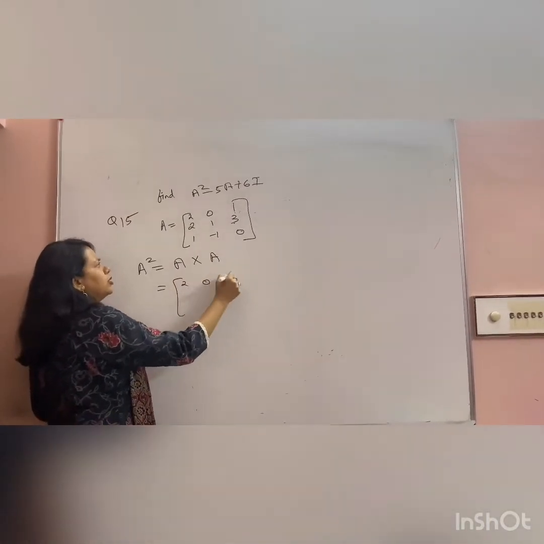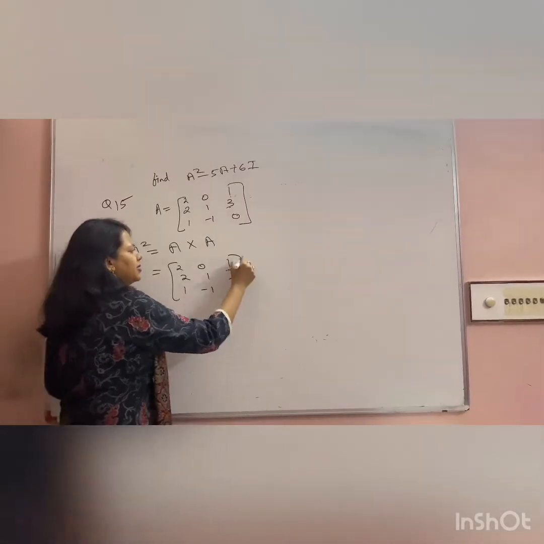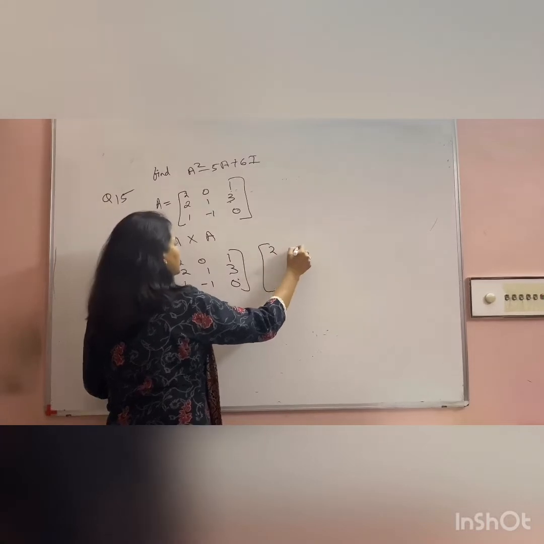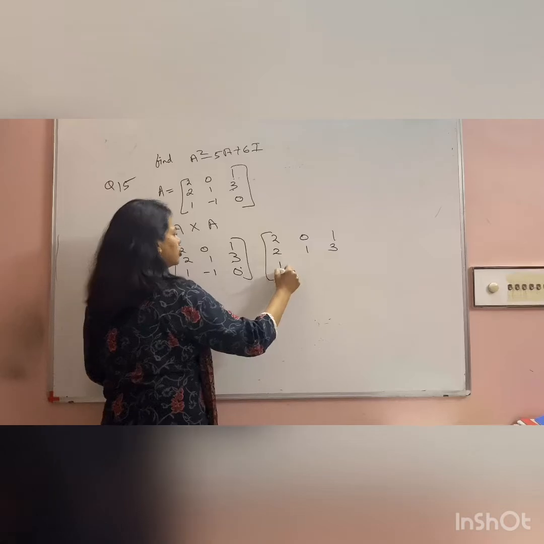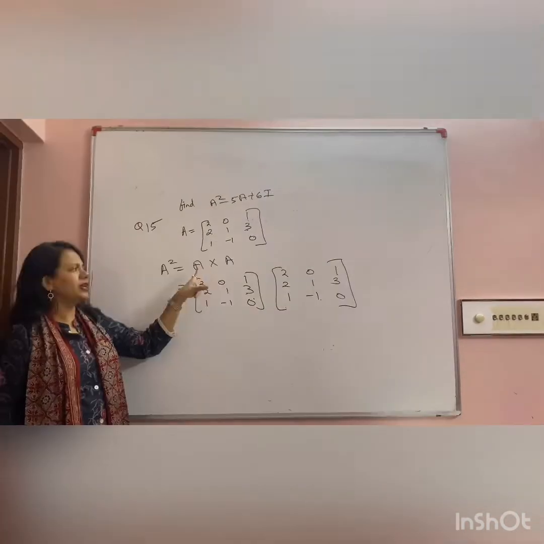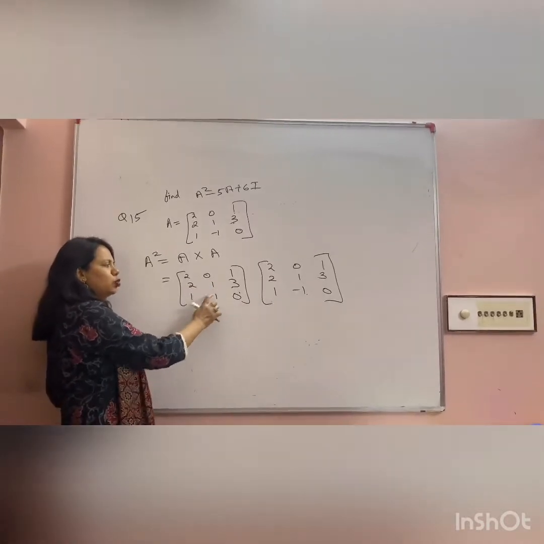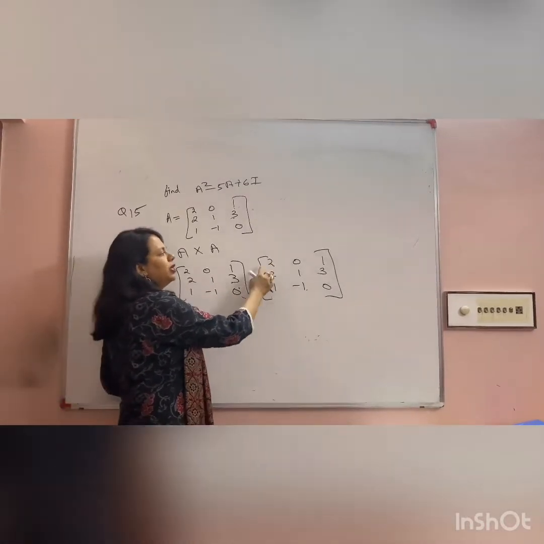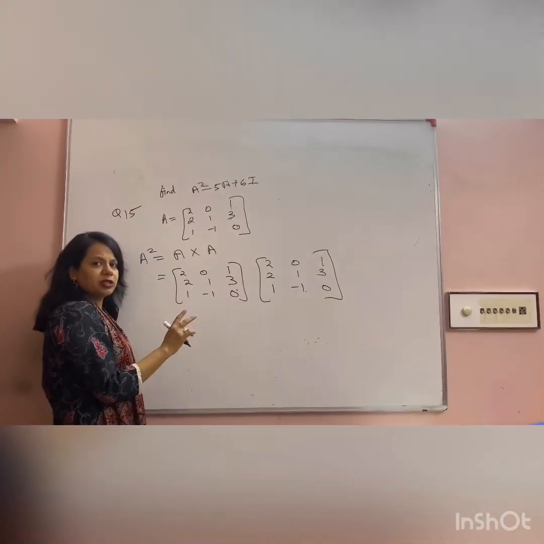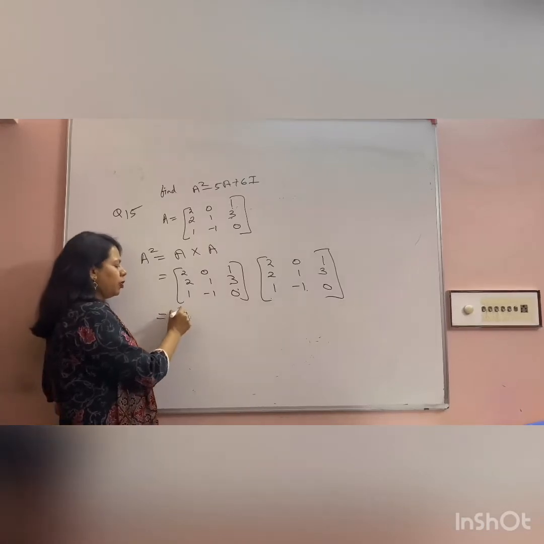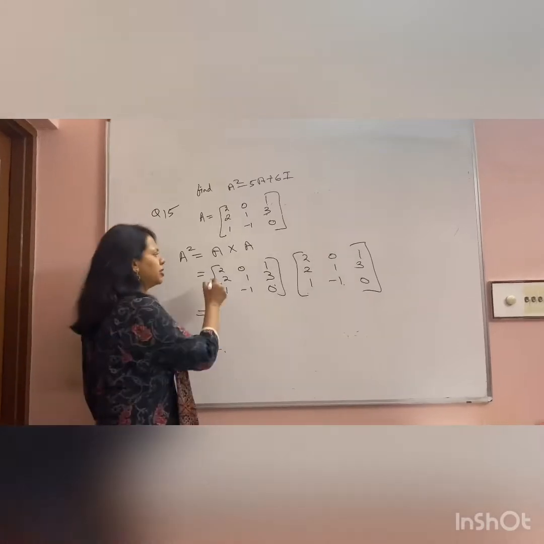So [2, 0, 1; 2, 1, 3; 1, minus 1, 0], and I write the same matrix in front of it. Until you write them in front of each other, you cannot perform matrix multiplication. So please do remember, you need A into A. I've written both the matrices in front of each other. Now I perform normal matrix multiplication. I hope all of you know how we perform matrix multiplication.